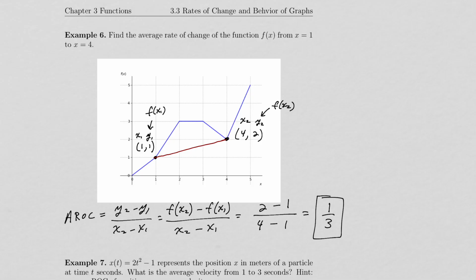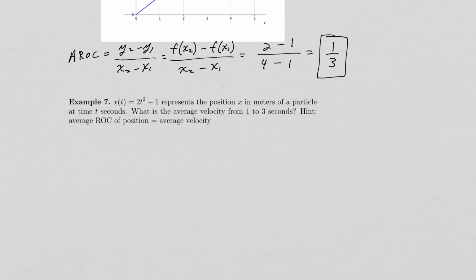The last question, so this is sort of a physics example here. You're told that this equation, x of t, so now the x is the output, the dependent variable, and t is the input. We do this a lot in physics, where like x would be like position and t would be time. So this gives the position as a function of time in this case. Okay, so x of t equals 2t squared minus 1 represents the position x in meters of a particle at time t seconds. What is the average velocity from 1 to 3 seconds?